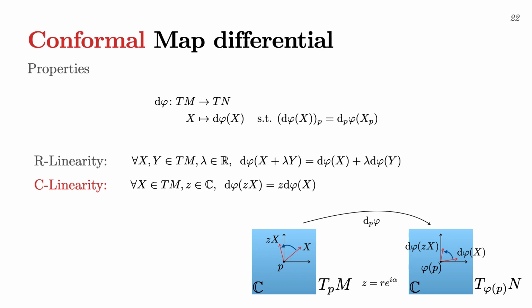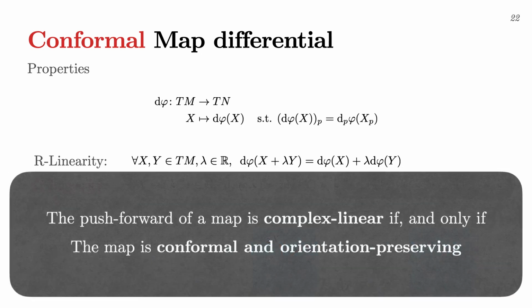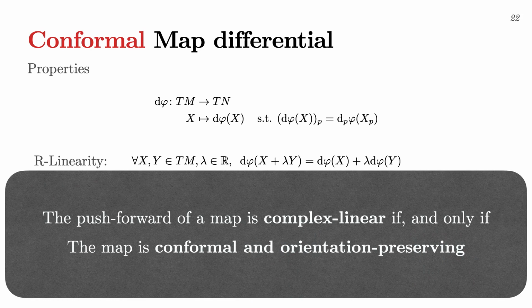This property corresponds to the Cauchy-Riemann equations, and it is true for the map differential if and only if the map is conformal and orientation preserving. Cauchy-Riemann equations: phi is conformal and orientation preserving if and only if we have these Cauchy-Riemann equations. And to conclude, as I said before, but now we say it again because it's important, the push forward of a map is complex linear if and only if the map is conformal and orientation preserving.